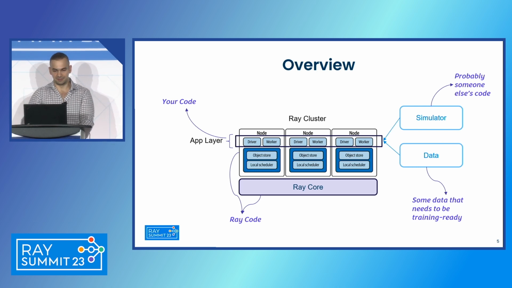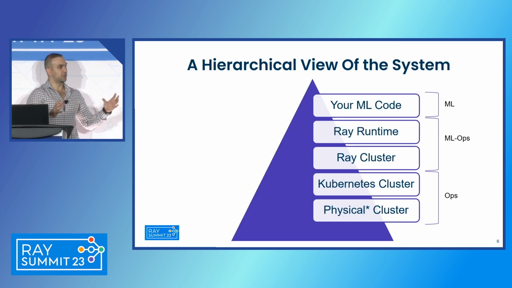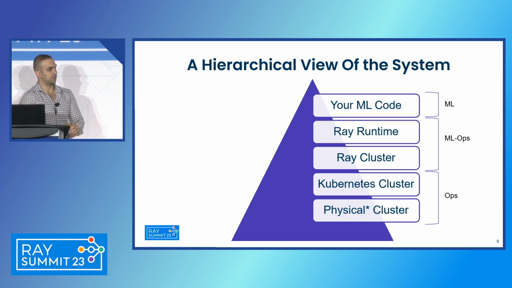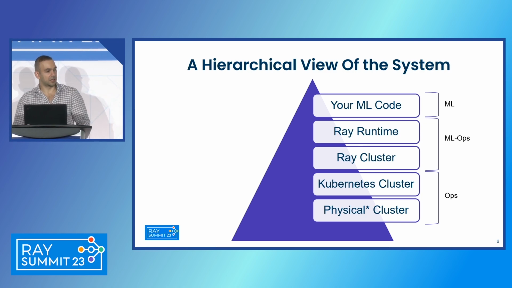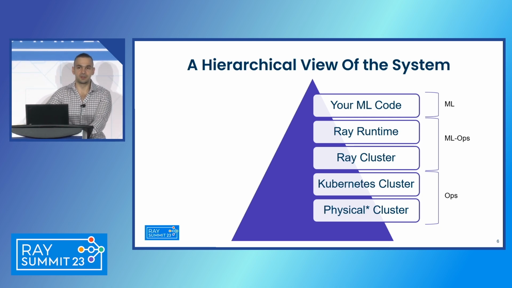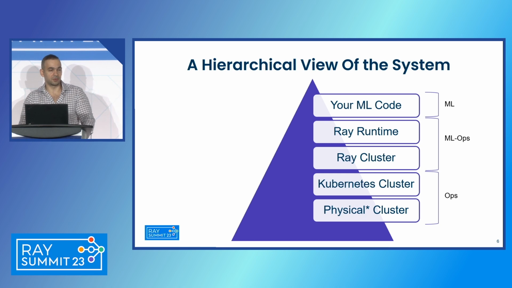If we take that exploded view and look at it from a horizontal point of view, you would have at the bottom layer the physical cluster or virtual cluster, depending on how you're setting up your compute cluster. On top of that, you're going to have your Kubernetes cluster, and this is where your Ray clusters are hosted. A Ray cluster from that perspective is just a bunch of containers running inside of your Kubernetes cluster. On top of that, you have the Ray runtime running inside the Ray cluster, and finally, you have your ML code. That would be the high-level vertical view of the system we are working with.